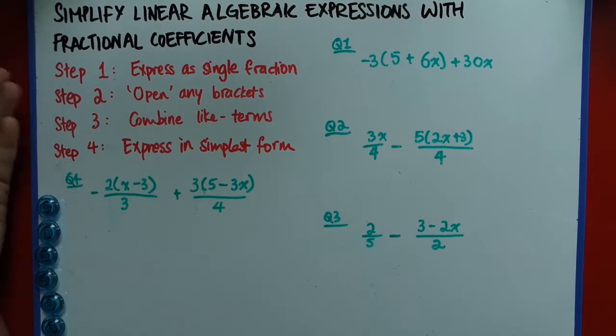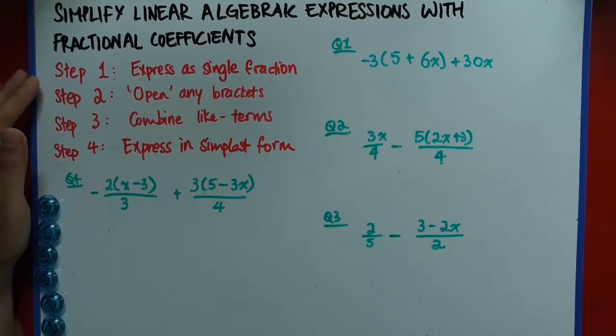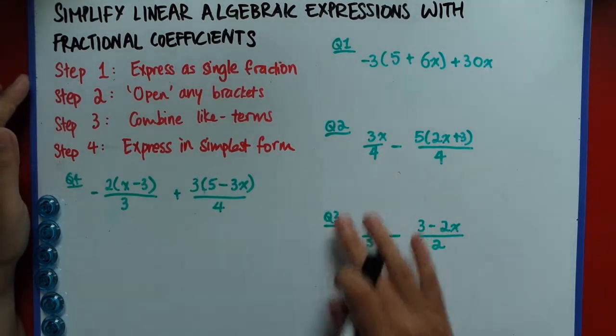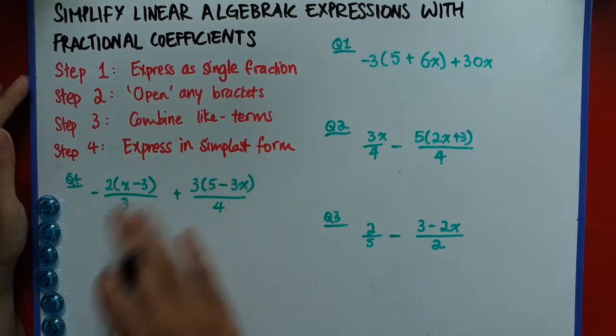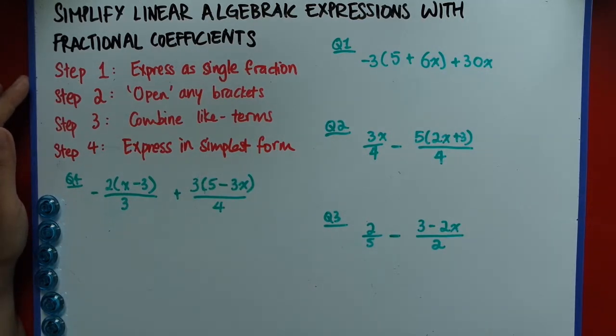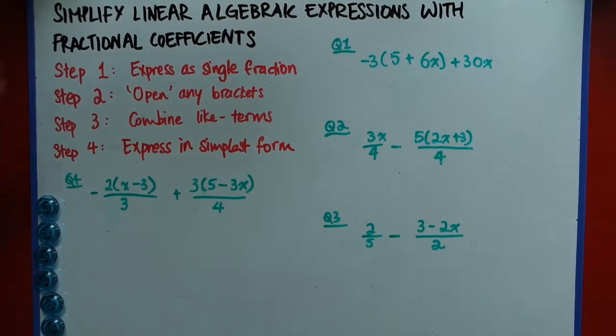Here in red, as you can see, I've explained the steps already, so I'll just briefly talk you through them. The first one is to express as a single fraction. As you can see, in questions 2, 3 and 4, I'm given two fractions, so you have to learn how to combine them. Pretty easy, but this is the first step, and it's really important. The second step is to open up any brackets or parentheses. Here there are some parentheses, and you have to open them up if necessary.